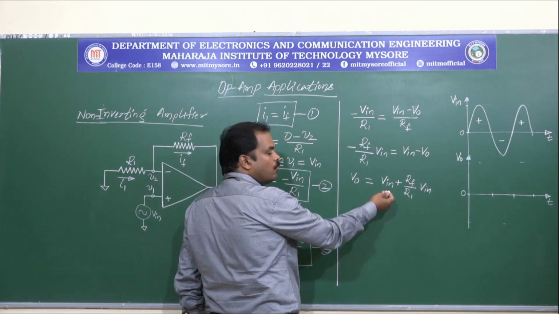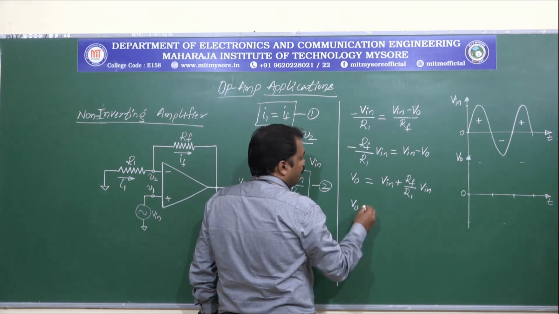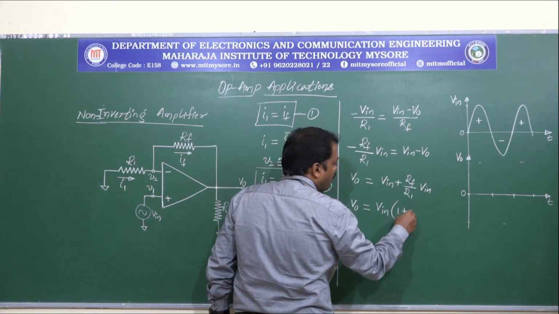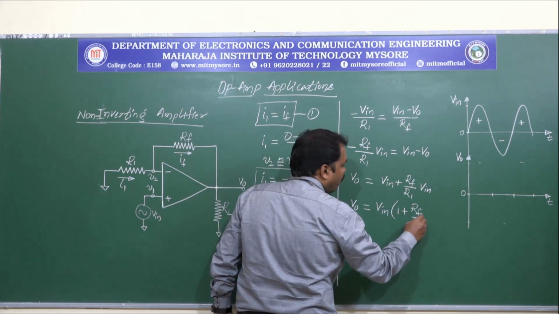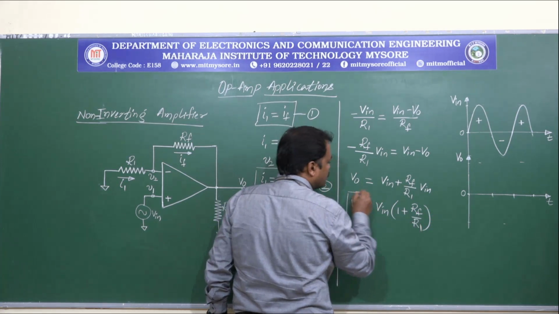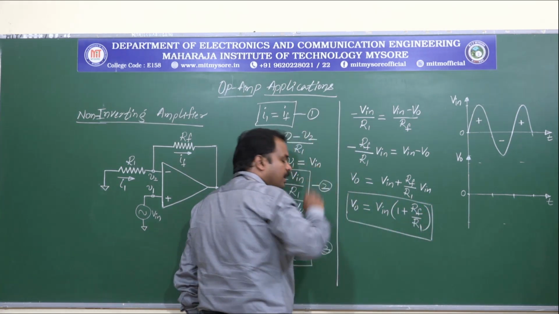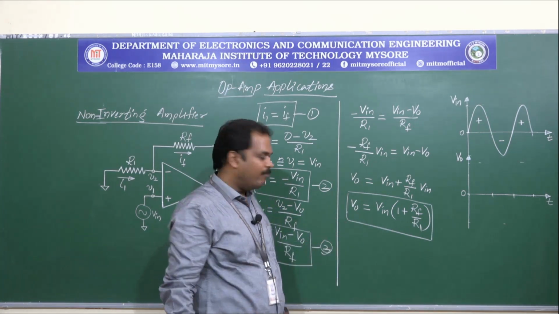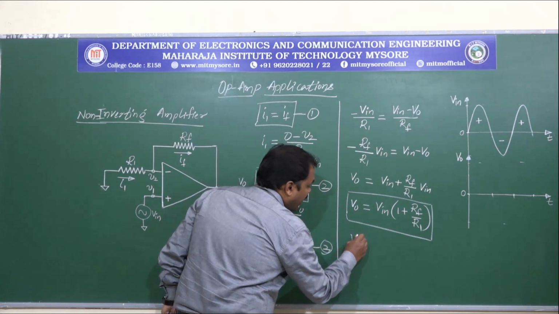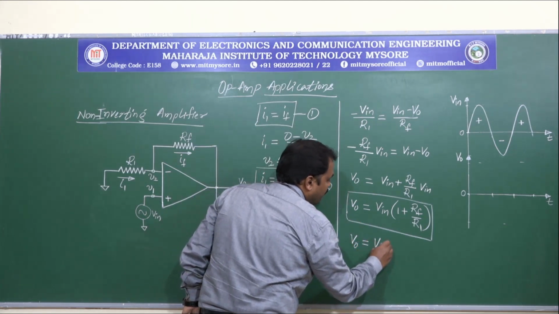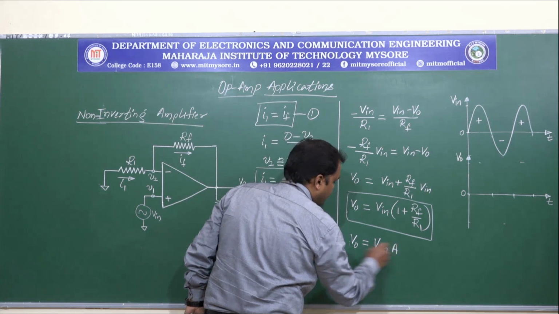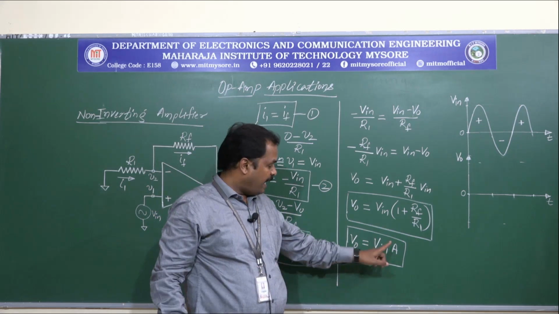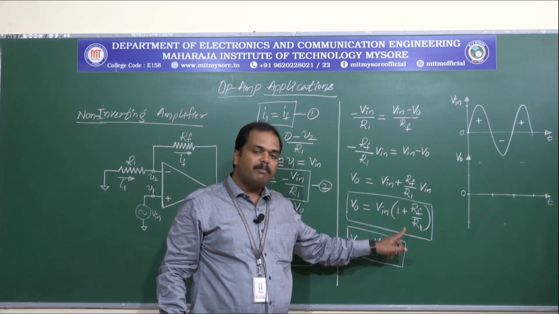So this is what we have. So V0 can be finally written as Vin into 1 plus Rf by R1. So this is the expression for the output voltage of a non-inverting amplifier using op-amp. So this can also be written as V0 is equal to Vin into A, where A represents the closed loop gain and is given by 1 plus Rf by R1.